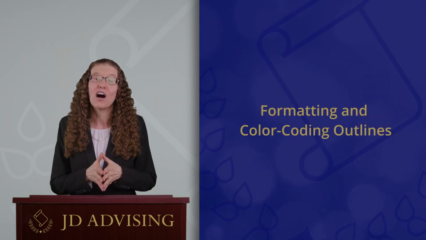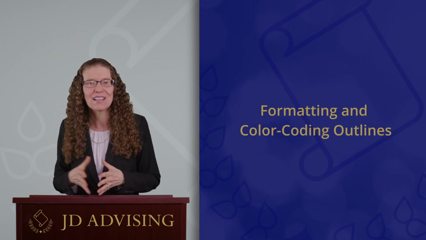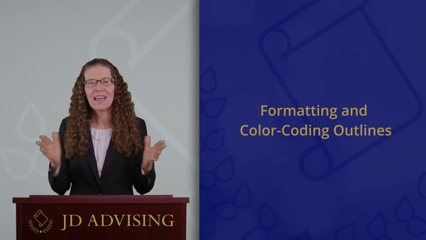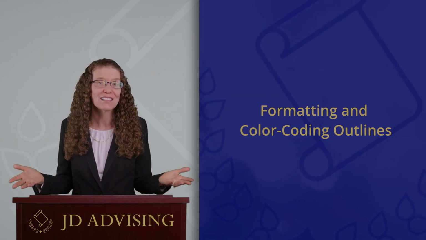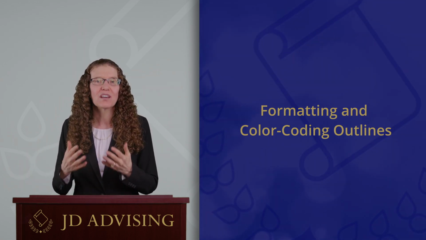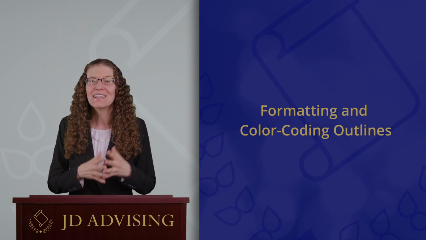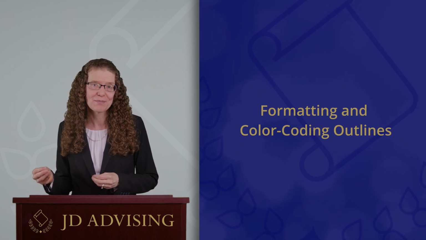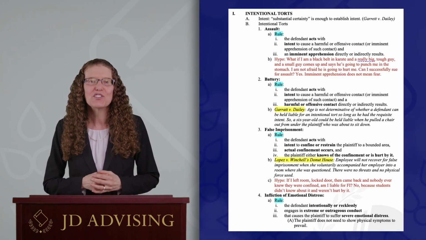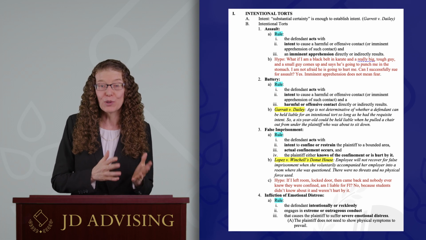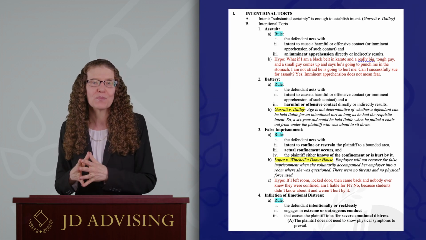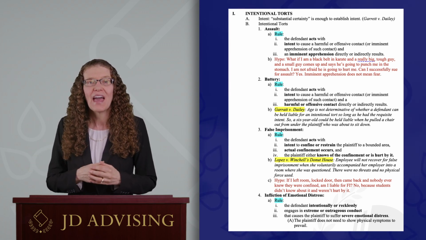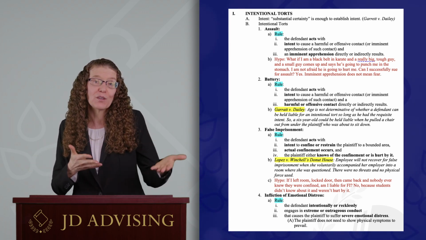A final note on formatting and color coding your outlines. Some students like to keep their outlines plain without any highlighting or colored text. Other students like to use color, highlighting, or different colored text to help them memorize their outlines. For example, a student might highlight the rule in blue, bold key terms, highlight cases in yellow using italics font, and use red text for hypotheticals.